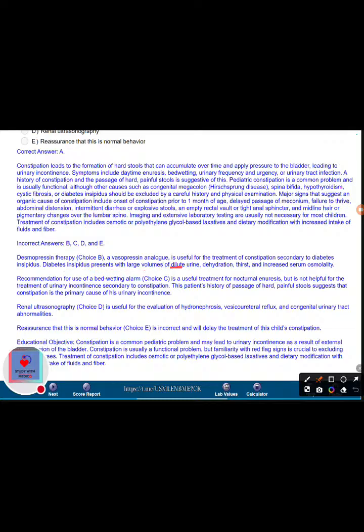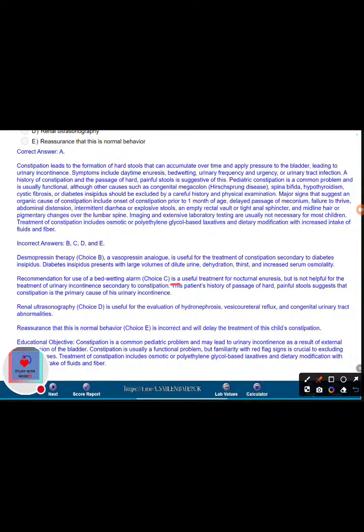Diabetes insipidus presents with large volumes of dilute urine, dehydration, thirst, and increased serum osmolality. So because of diabetes insipidus, we give a vasopressin analog, that is desmopressin, to reduce the urine volume, because a large volume of urine is formed. So it is an incorrect answer.